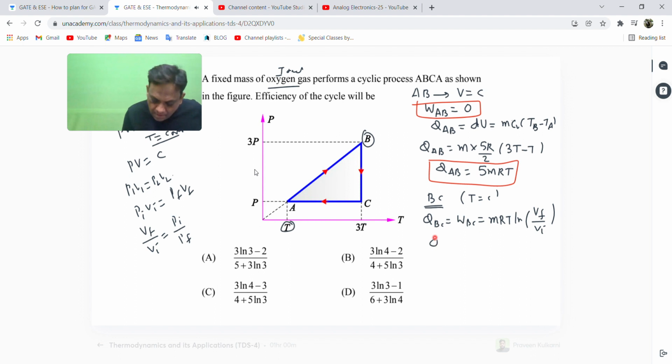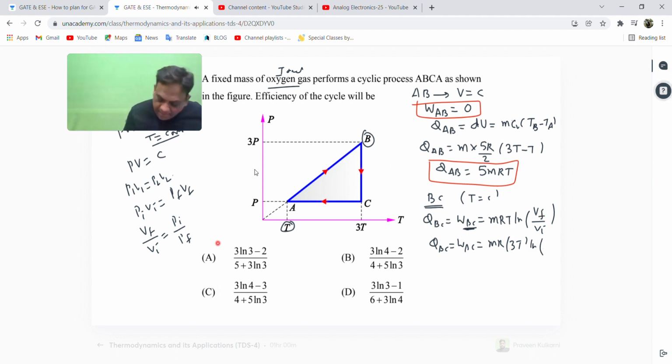Okay. So heat transfer in BC is equal to work transfer in BC. Can anyone tell what is the temperature in BC? See, B and C have the same temperature. For BC, what is the temperature? It is 3T. Don't get confused with T. The T in mRT means the temperature of that process. So for BC, the temperature is 3T. mRT log.